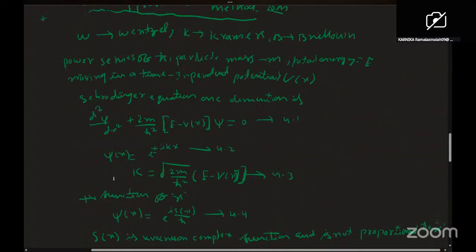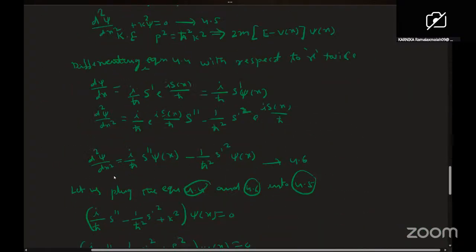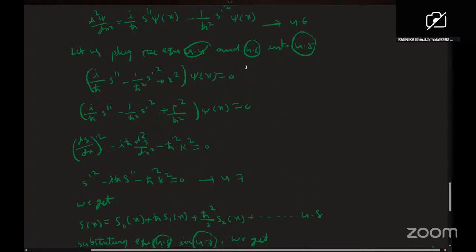Kinetic energy formula is given here. So the kinetic energy formula I am already telling. Where is the kinetic energy formula? This one. You see this. This is the kinetic energy. The p square is equal to h dot square k square, that is equal to 2m into E minus V of x into psi of x. So that equation is simplified.